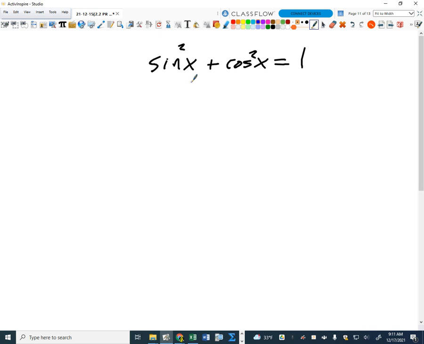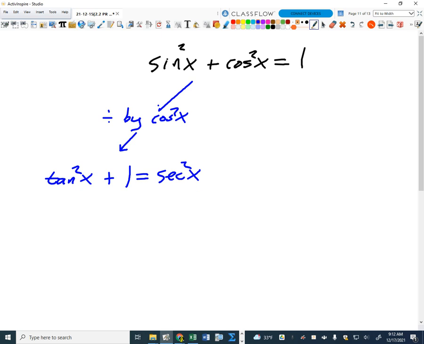If I divide both sides by cosine squared, what do I end up with? Sine squared divided by cosine squared is tangent squared, right? Plus cosine squared over cosine squared is 1, and 1 over cosine squared is secant squared. So there's another version of the Pythagorean identity that relates secants and tangents. Okay, that's really important.